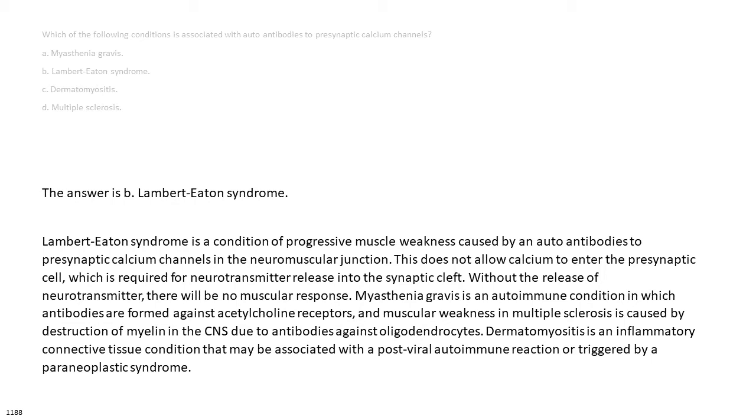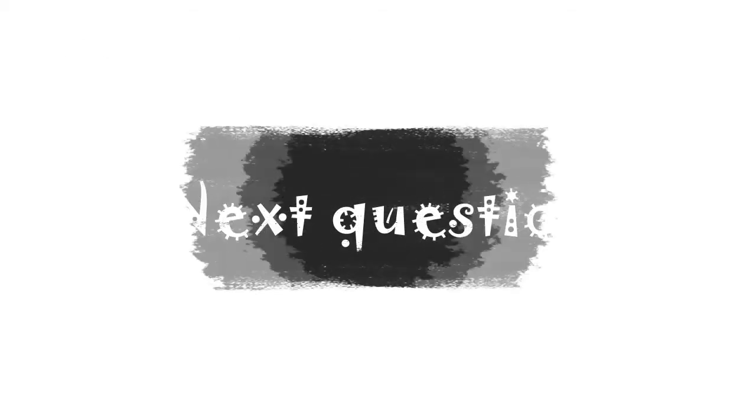Myasthenia gravis is an autoimmune condition in which antibodies are formed against acetylcholine receptors, and muscular weakness in multiple sclerosis is caused by destruction of myelin in the CNS due to antibodies against oligodendrocytes. Dermatomyositis is an inflammatory connective tissue condition that may be associated with a post-viral autoimmune reaction or triggered by a paraneoplastic syndrome.